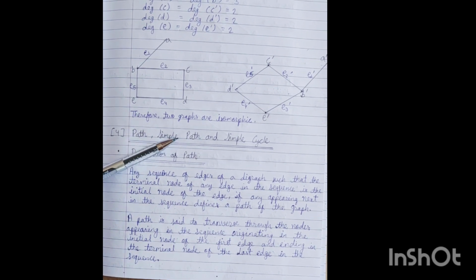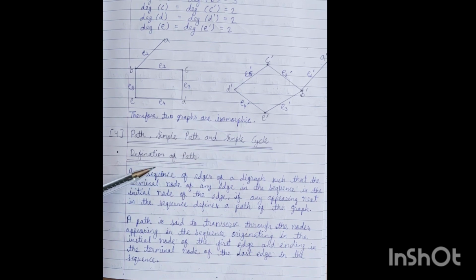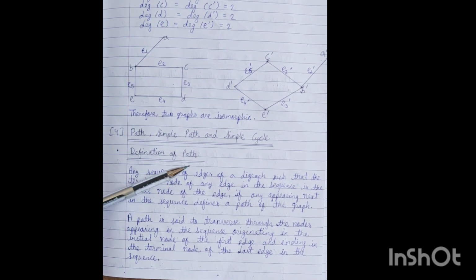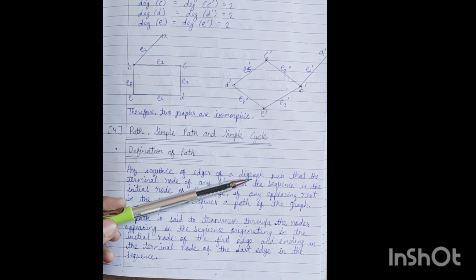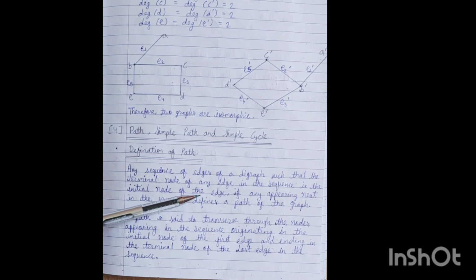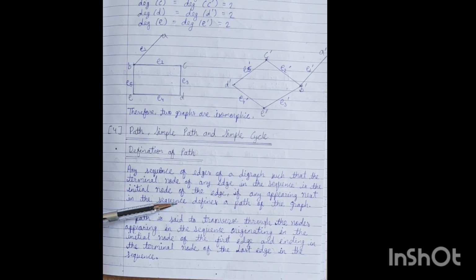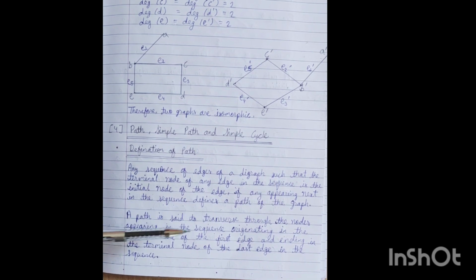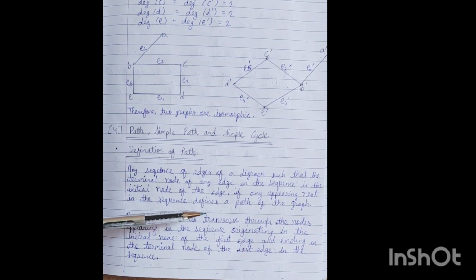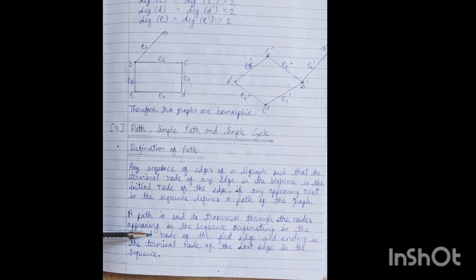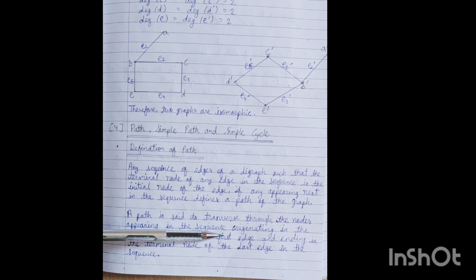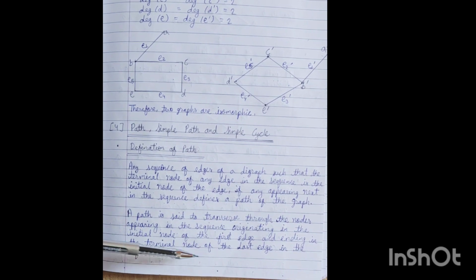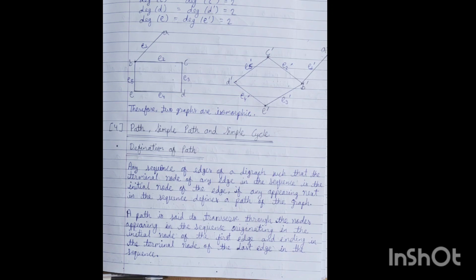Fourth, path, simple path and simple cycle. For path: any sequence of edges of a digraph such that the terminal node of the edge in the sequence is the initial node of the edge, if any, appearing next in the sequence defines a path of the graph. A path is said to traverse through the nodes appearing in the sequence, originating in the initial node of the first edge and ending in the terminal node of the last edge in the sequence.